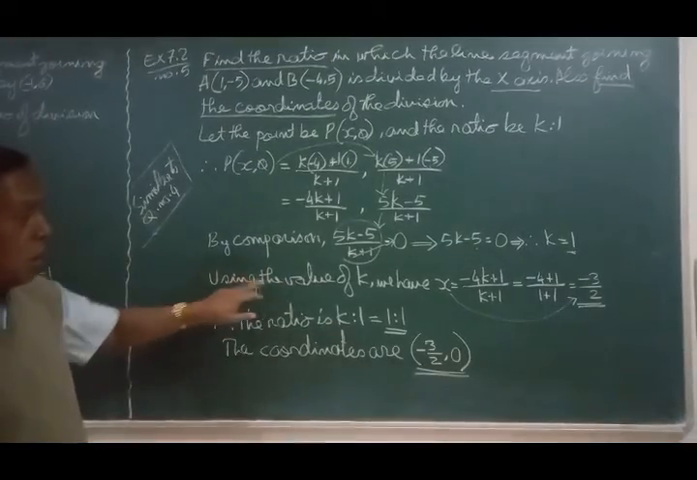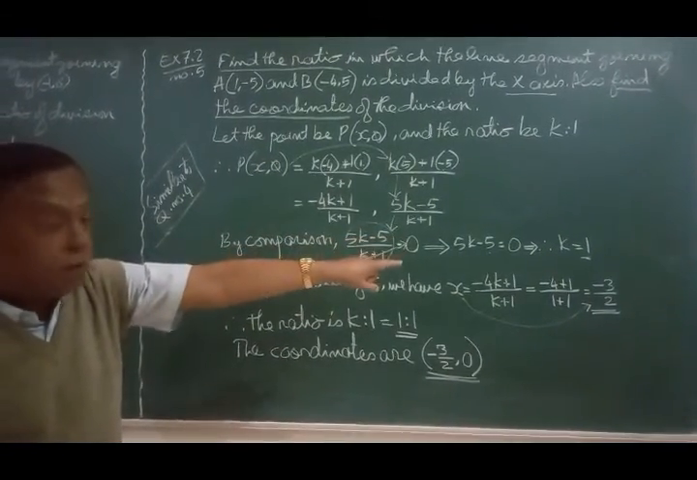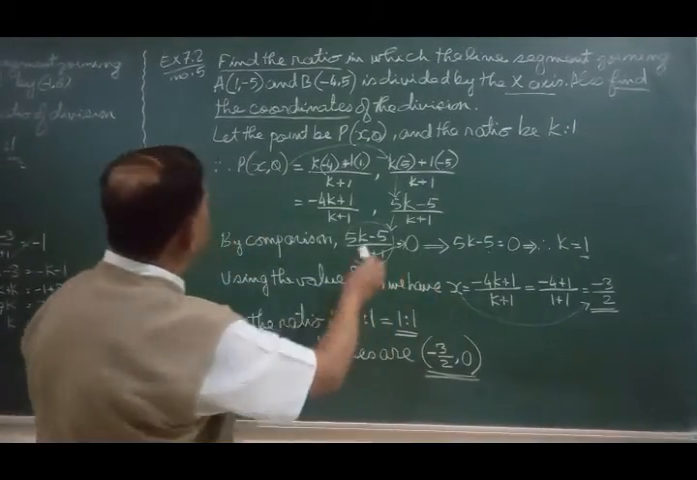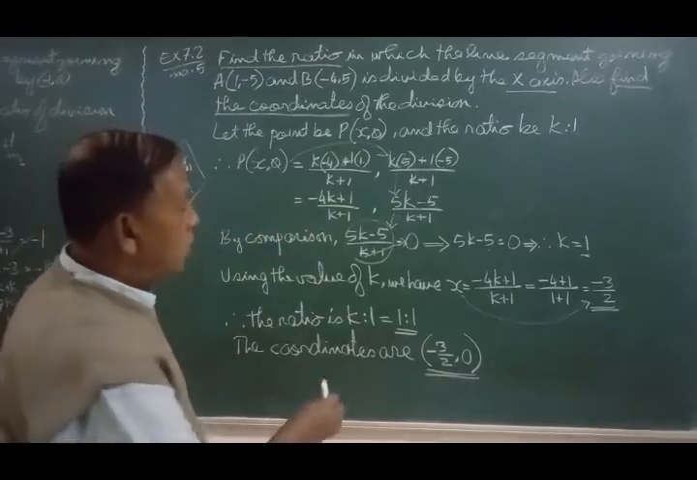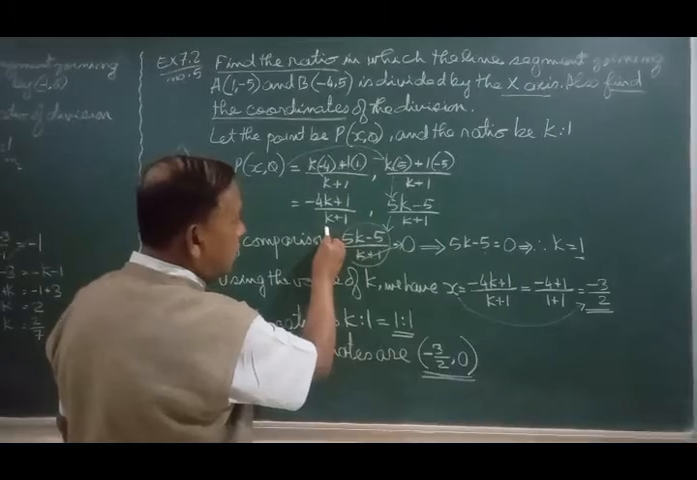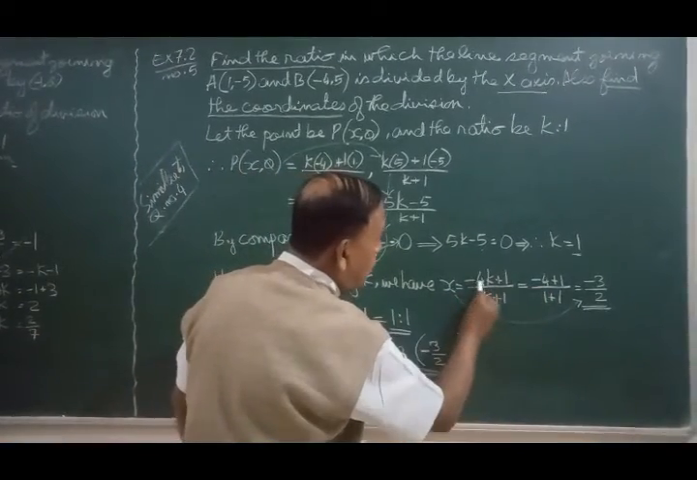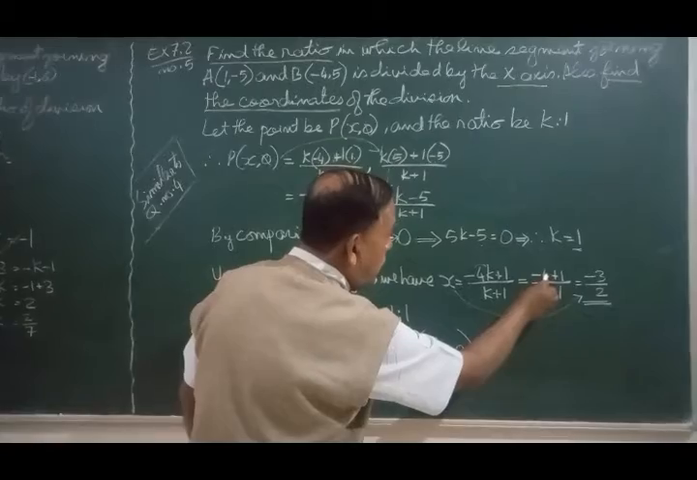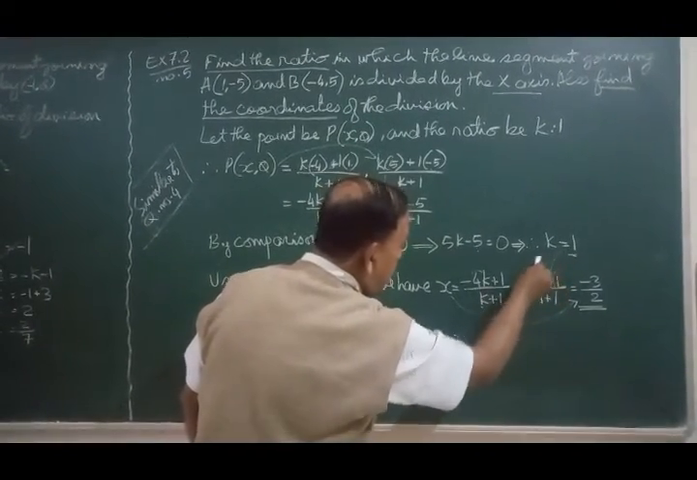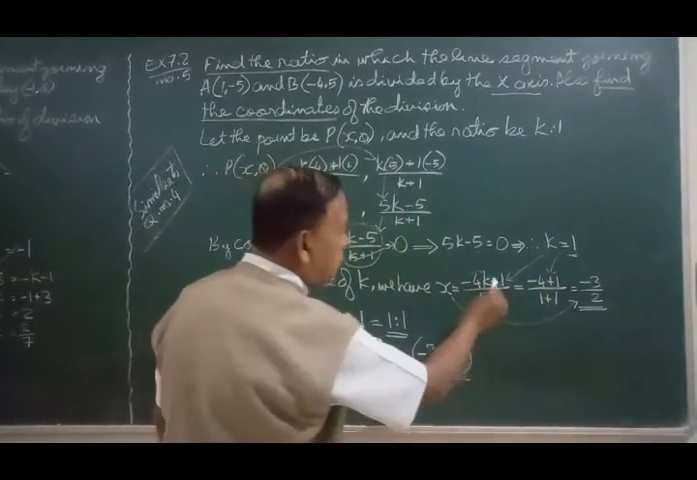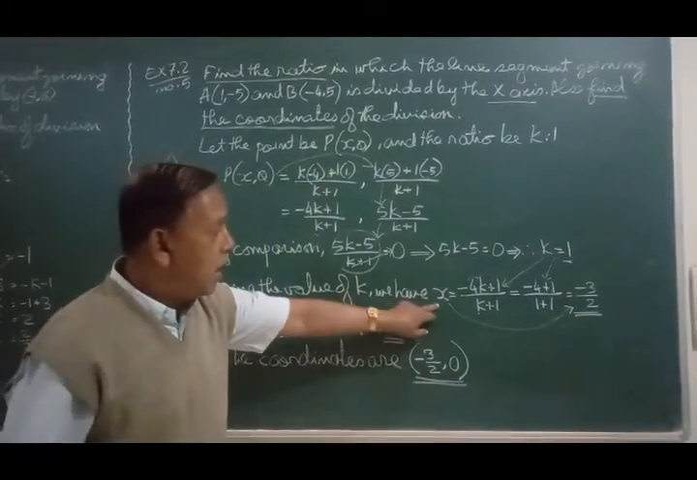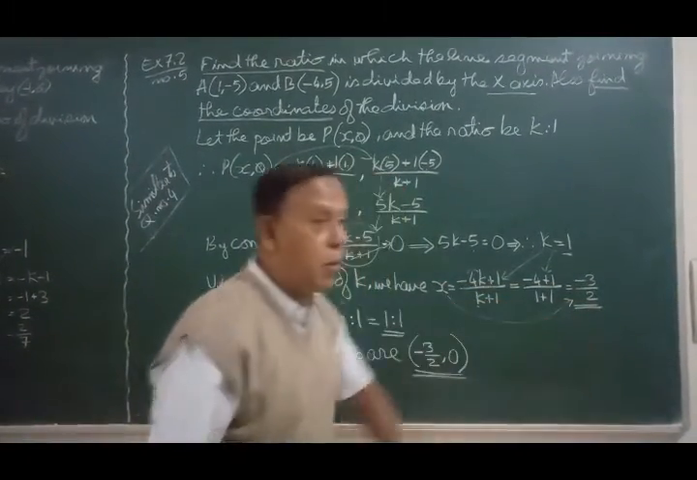Now, using the value of k, so we have found the value of k. Using the value of k, x is equal to, that is what we have already given. K is equal to 1 and therefore 4 into 1, 4, here is 1, 1 plus 1. So we are given the value of k for both of these. So minus 3 upon 2. Therefore, x is equal to minus 3 upon 2.